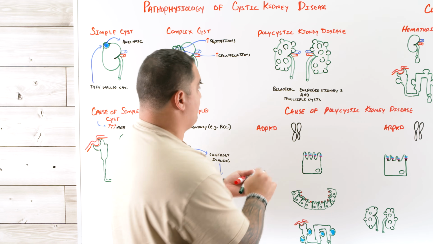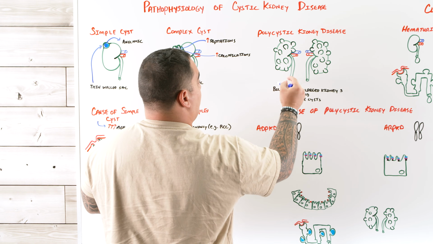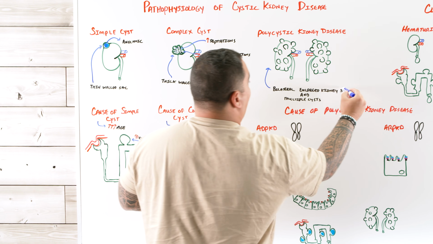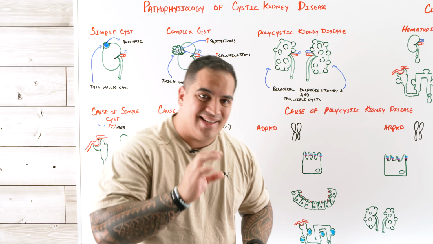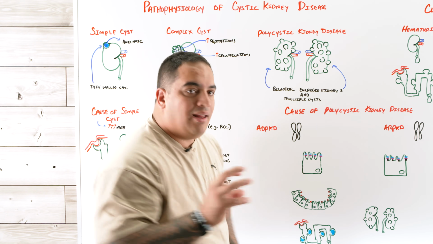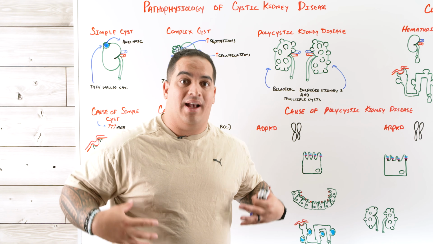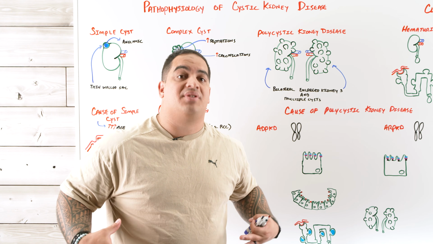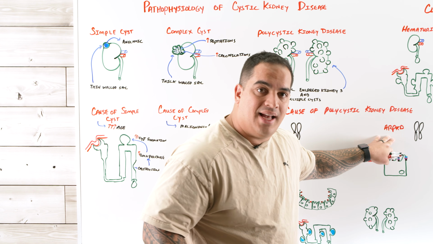So when you look at these, look at the size of these versus these. You've got big old kidneys, and on top of that, they have multiple cysts in both kidneys. That is a telltale sign that I'm talking about polycystic kidney disease. Now, with polycystic kidney disease, the thing that you have to start asking yourself is, if I see a patient who has bilaterally enlarged kidneys with multiple cysts, is this autosomal dominant or autosomal recessive?